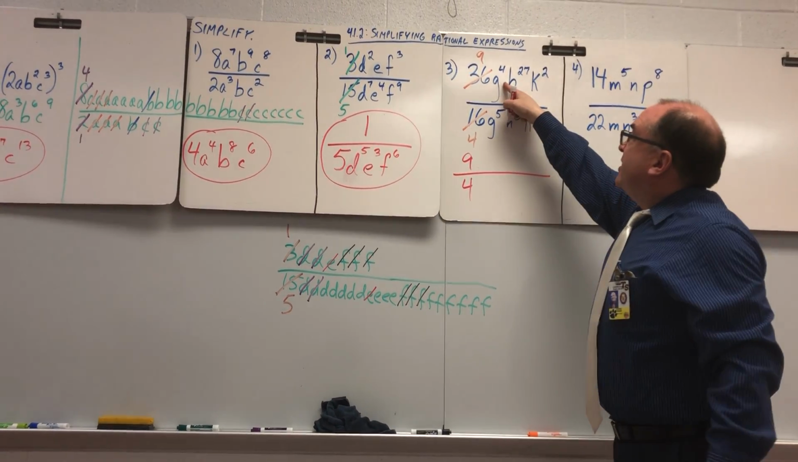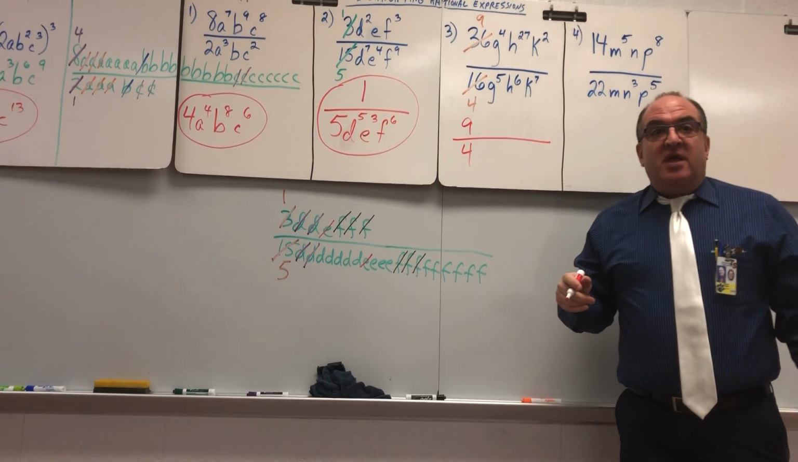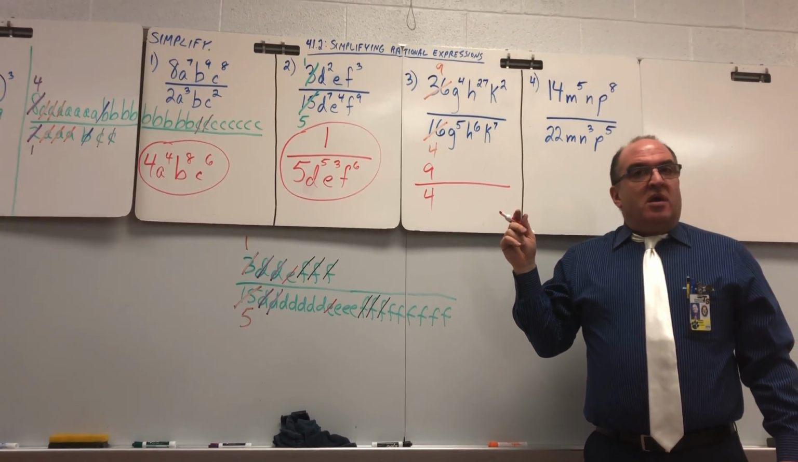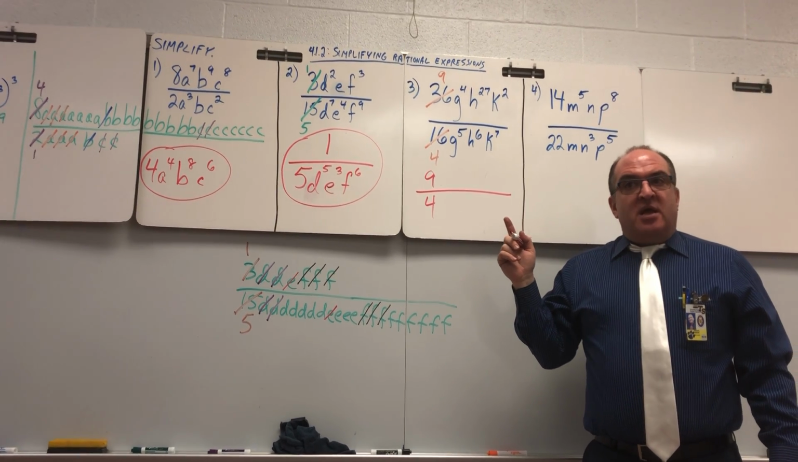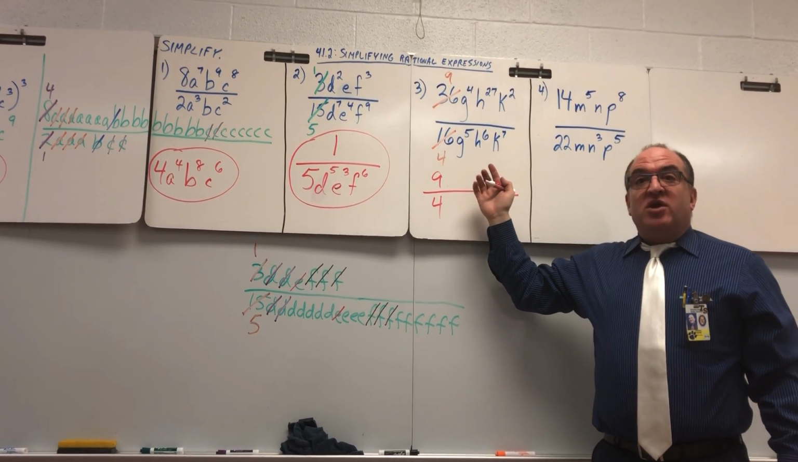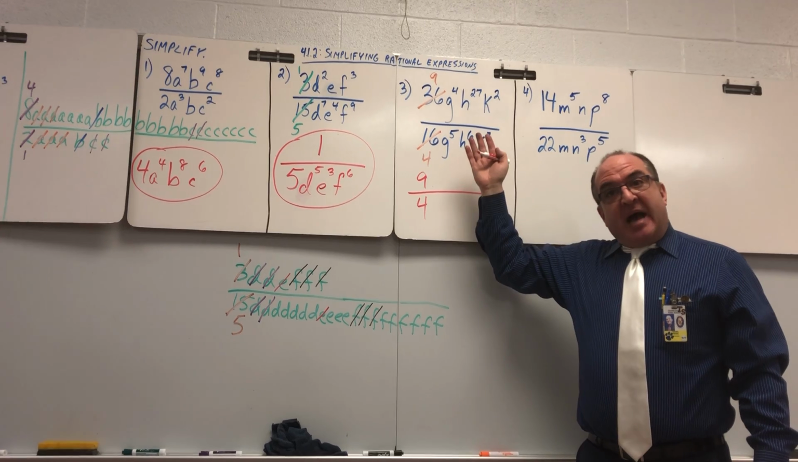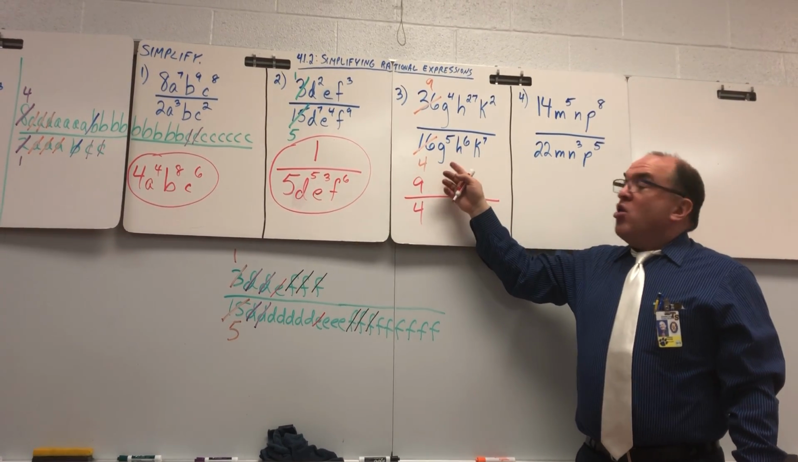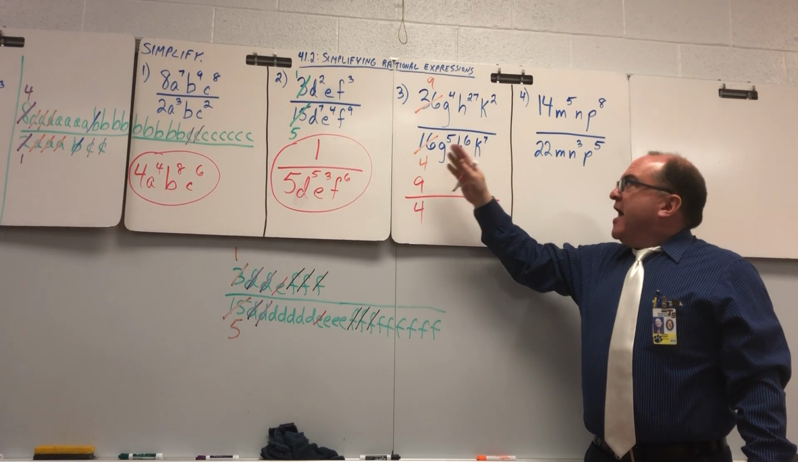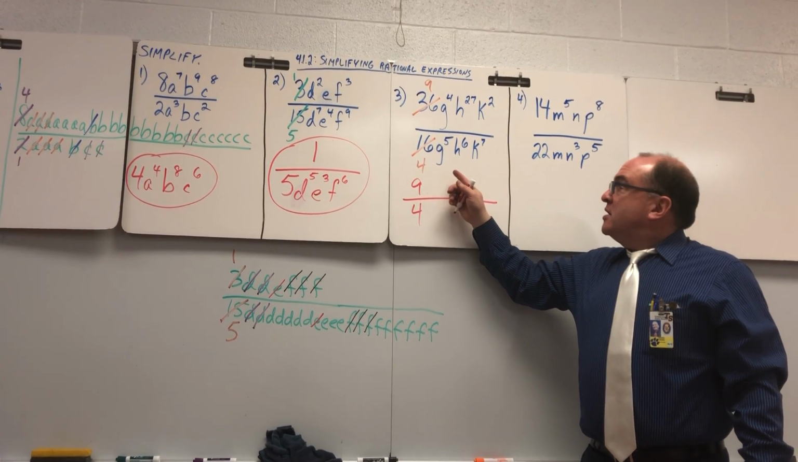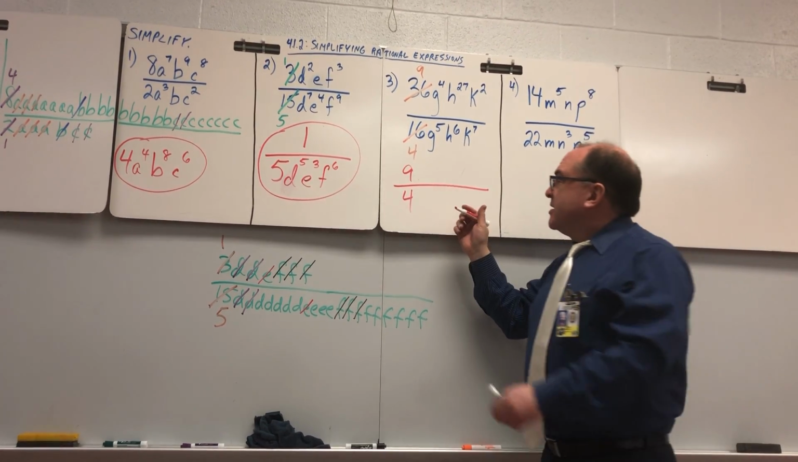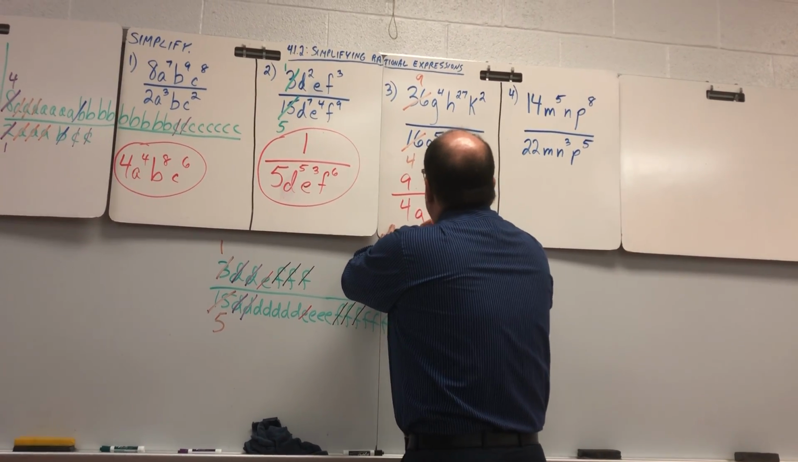Now, here's g to the 4th, here's g to the 5th. What's 5 minus 4? 1, right? Now, is g to the 1st going to be on the top or on the bottom? It's on the bottom because after all the g's cancel out, there's 1 left on the bottom, right? Because the higher g is on the bottom.